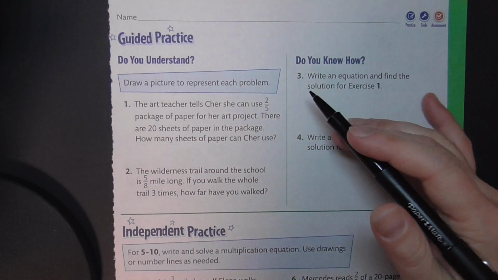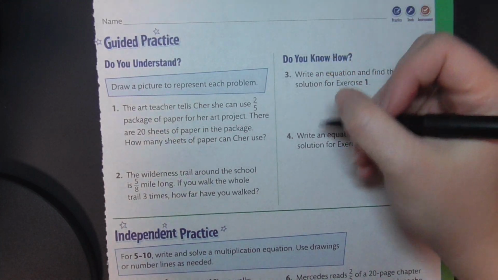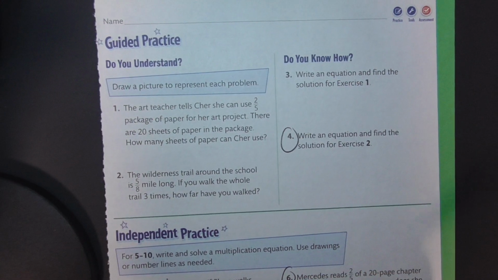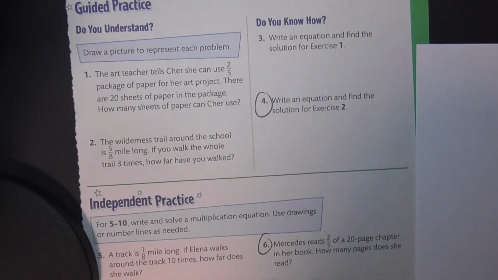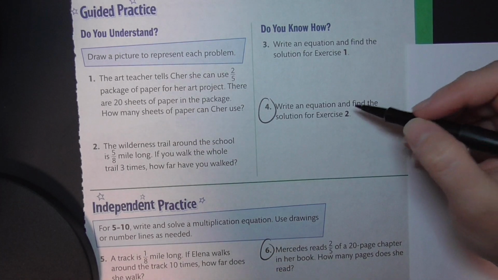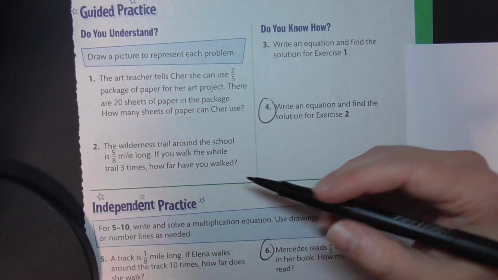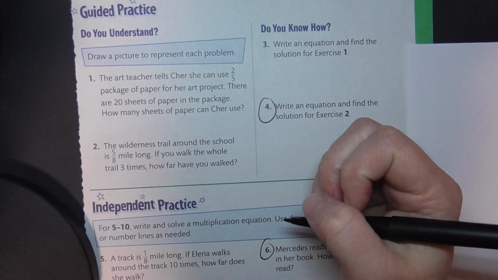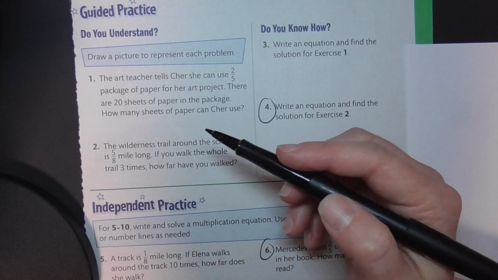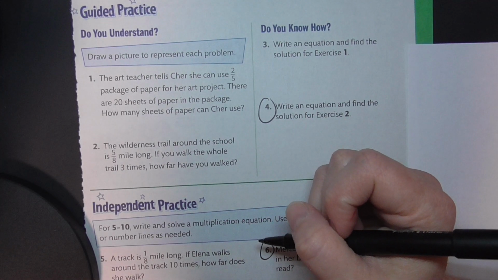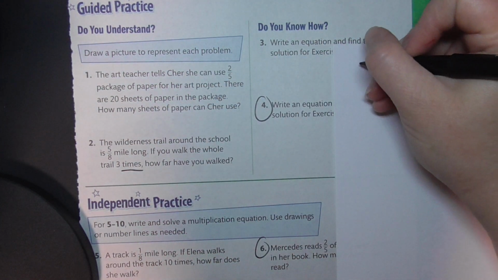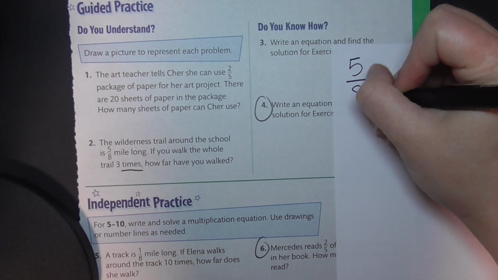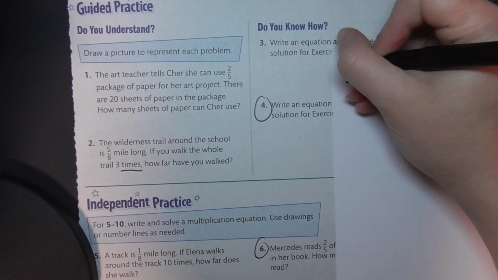All right, my friends, we are going to go right into guided practice today, and we are going to just do number 4, 6, 8, and 10. So, number 4, write an equation and find the solution for exercise 2. The wilderness trail around the school is 5/8 of a mile long. If you walk the whole trail 3 times, how far have you walked? Well, 3 times, so 5/8 times 3.